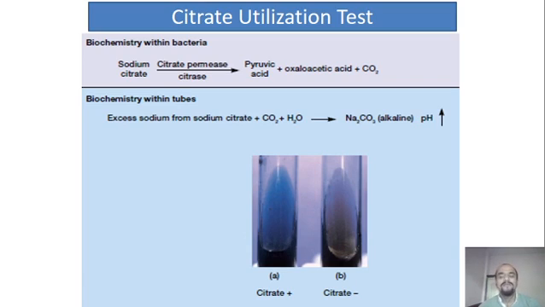So these are the four tests: indole, MR, VP, citrate, very important tests to discriminate the members of Enterobacteriaceae and routinely used in clinical microbiology labs to identify a specific species of the member Enterobacteriaceae.